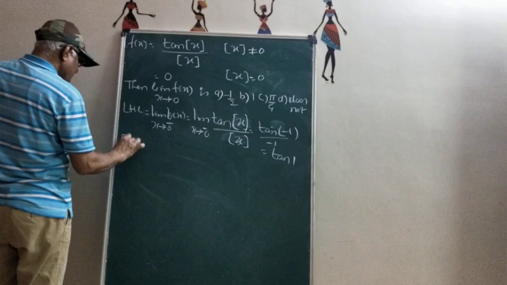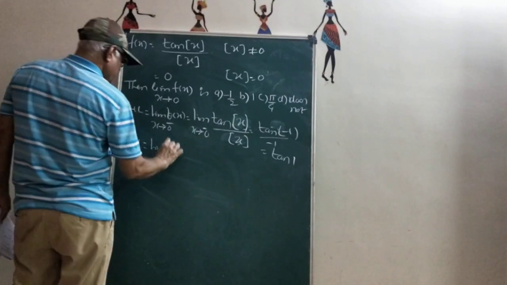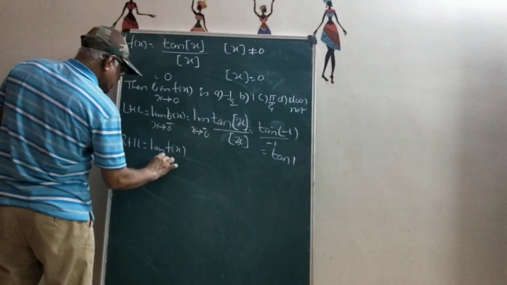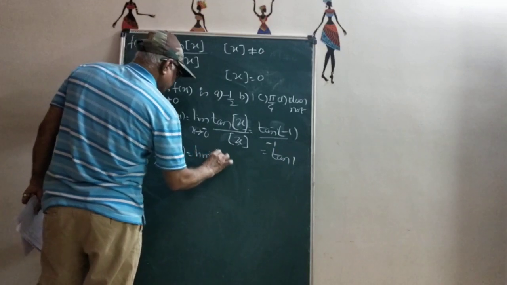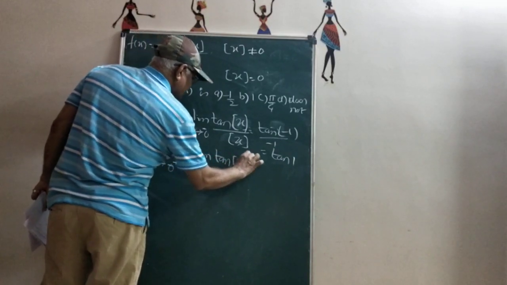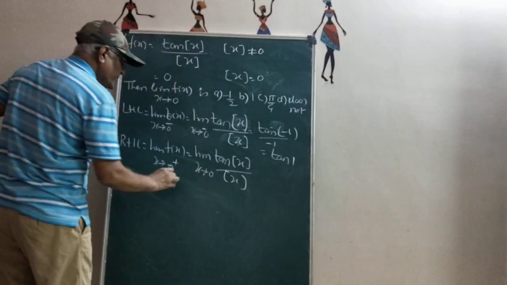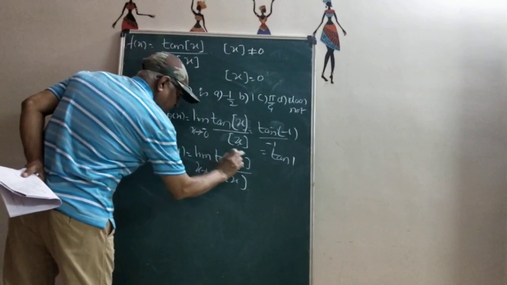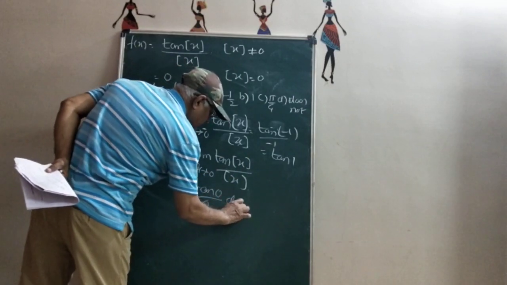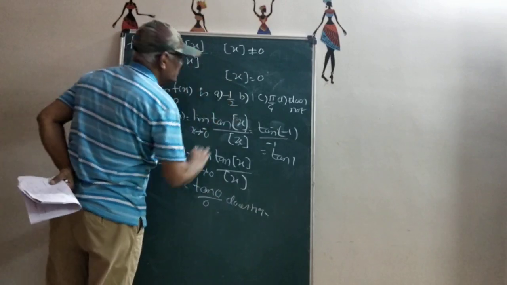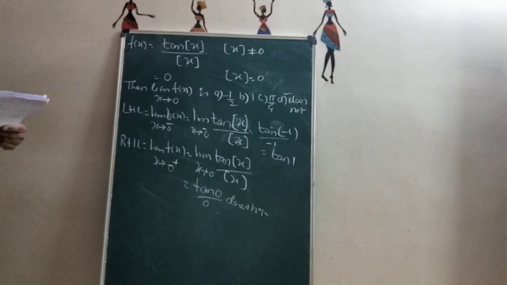Right hand limit, RHL, is equal to the limit of f of x as x tends to 0 plus, that is the limit of tan of greatest integer x divided by greatest integer x as x tends to 0 plus. Without crossing, this is tan 0 divided by 0, which does not exist. So the right hand limit does not exist. Therefore, the option is: does not exist.